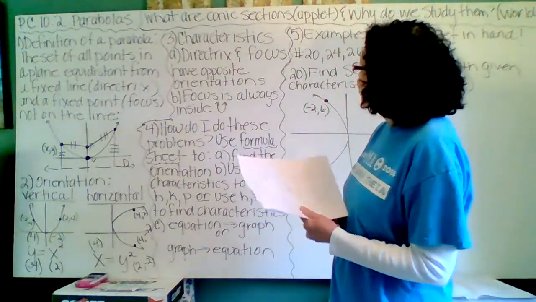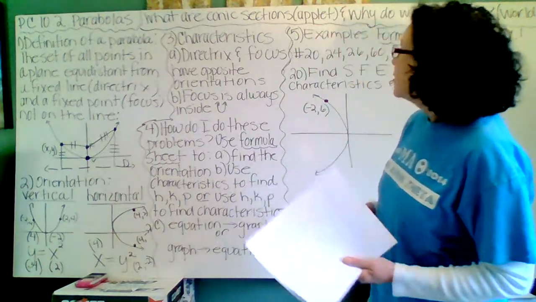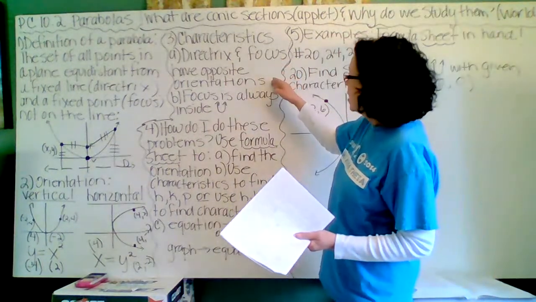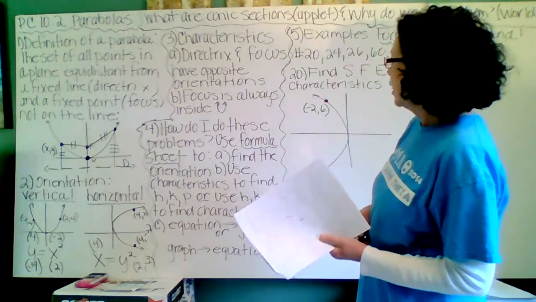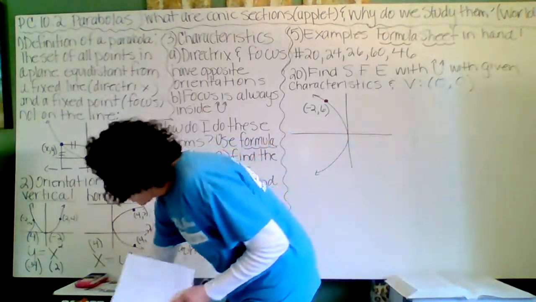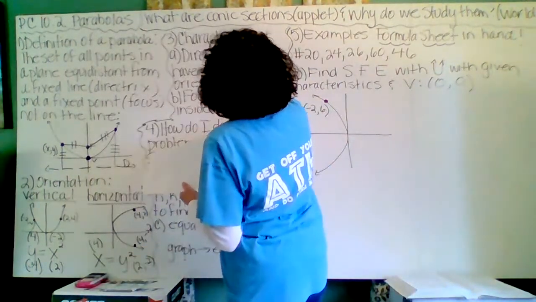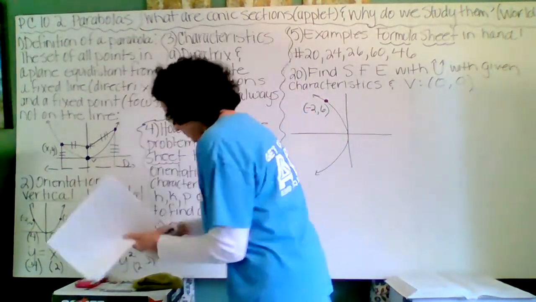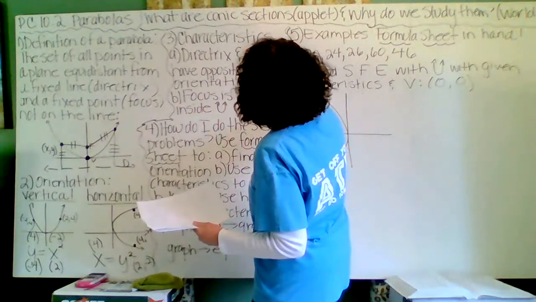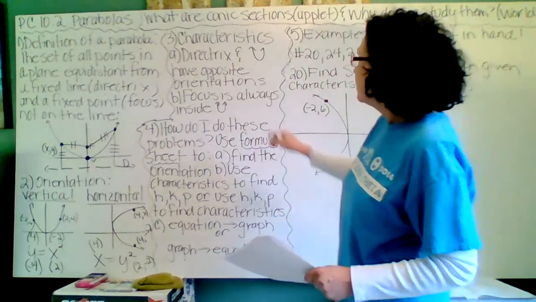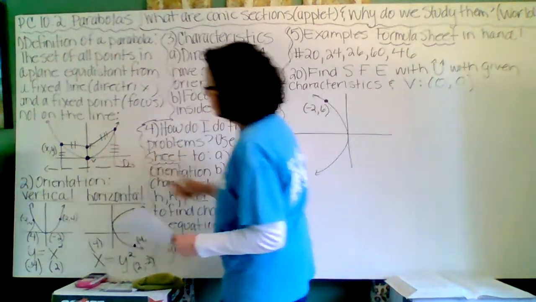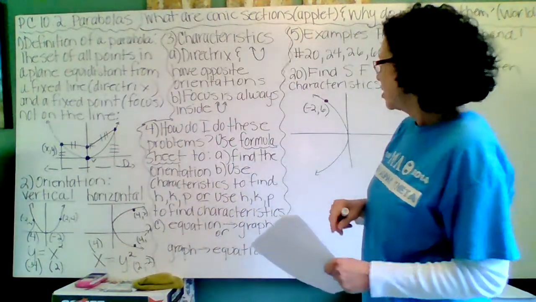So characteristics of a parabola: the directrix and the parabola have opposite orientations. The focus is always inside the parabola. This will help us with drawing.